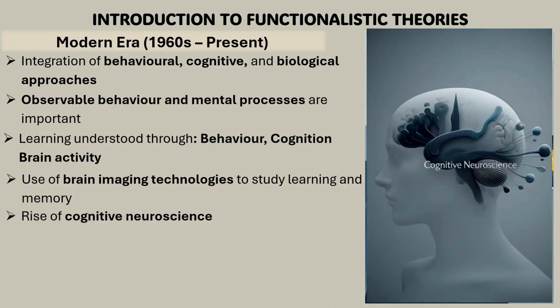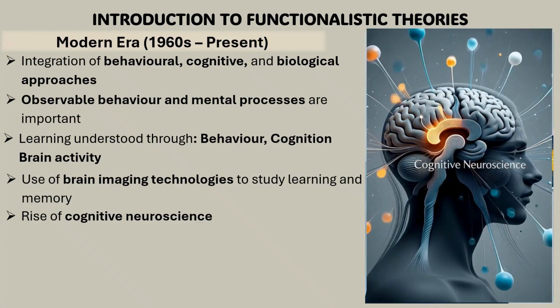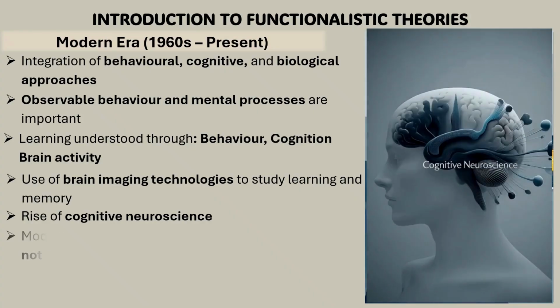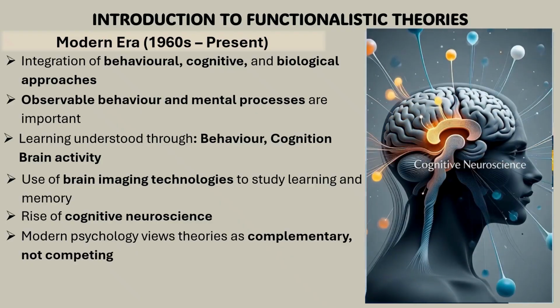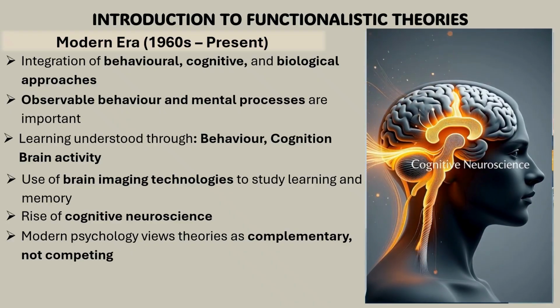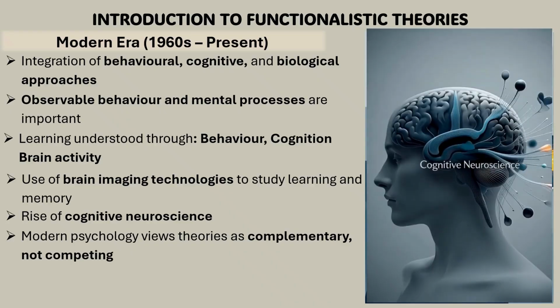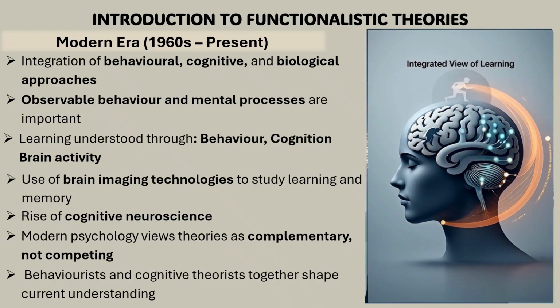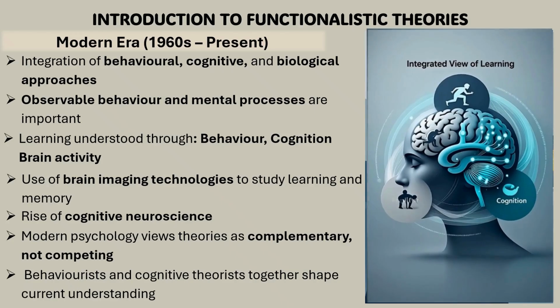This integration led to the development of cognitive neuroscience, bridging the gap between mind and brain. Modern psychology recognizes that earlier theories were not wrong, each contributed essential insights. Learning is now understood as a product of behavior, cognition, and brain processes working together.